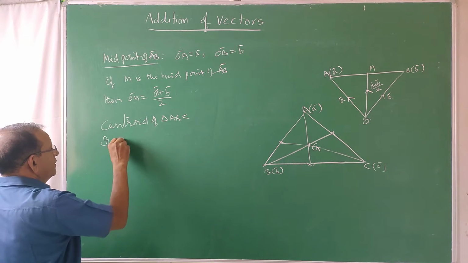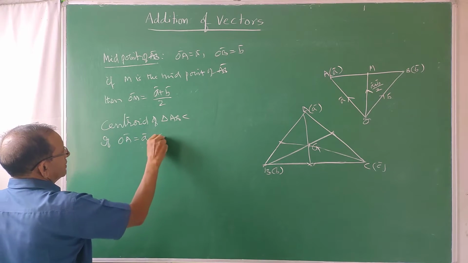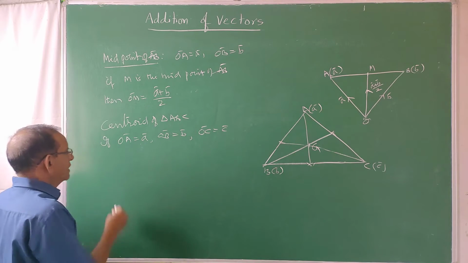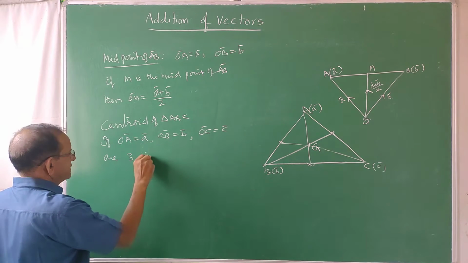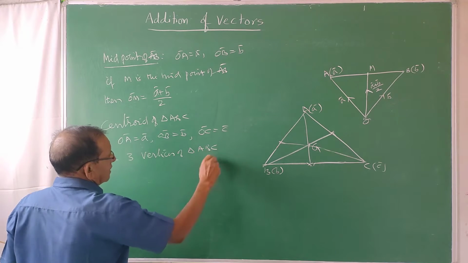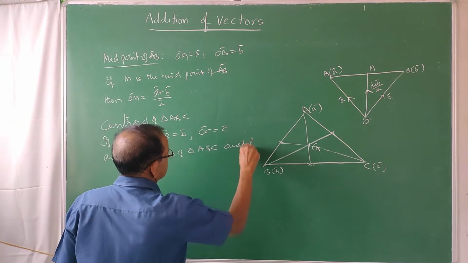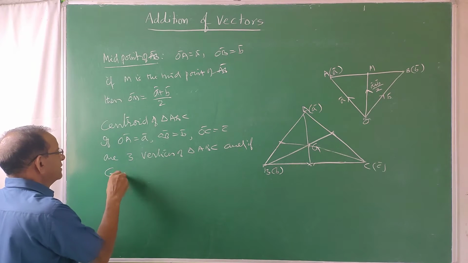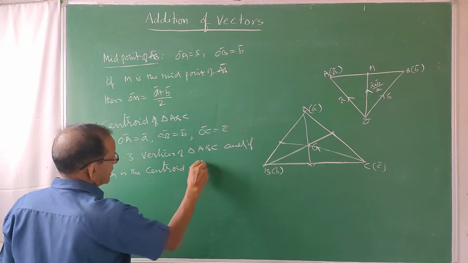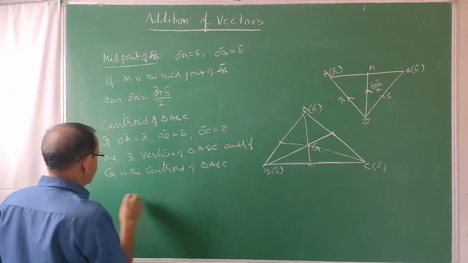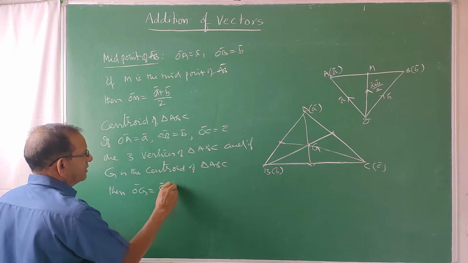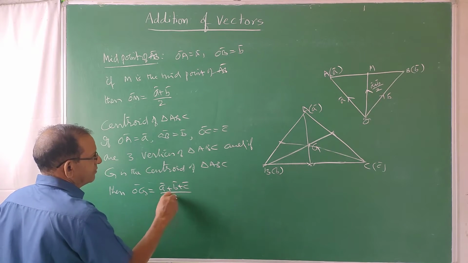If OA bar is equal to A bar, OB bar is equal to B bar, and OC bar is equal to C bar are 3 vertices of triangle ABC, and if G is the centroid of triangle ABC, then OG bar is equal to A bar plus B bar plus C bar by 3.